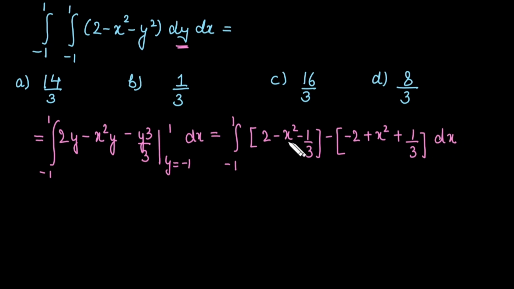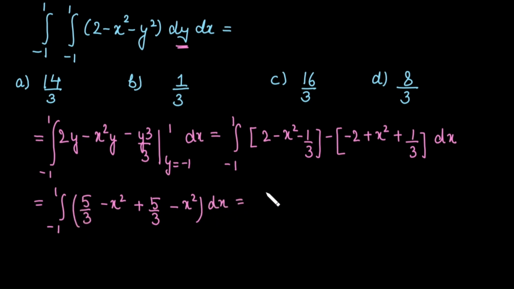Integration with respect to x. This is equal to 2 minus 1 by 3 is 5 by 3 minus x square. Here minus 2 plus 1 by 3 is minus 5 by 3. One negative sign outside. So we have simply 5 by 3 negative positive negative x square dx. This is equal to integration from minus 1 to 1. This is equal to 10 by 3 minus 2x square.